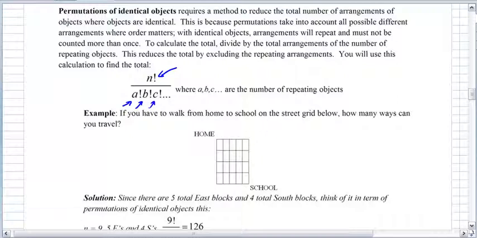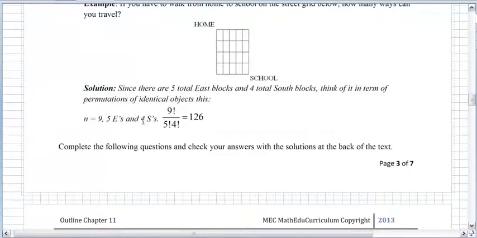Okay, so we have using permutations to find the total number of arrangements of something, using the permutation formula to simplify and solve, and now you can use permutations to find the total number of arrangements of identical objects, or with identical objects.